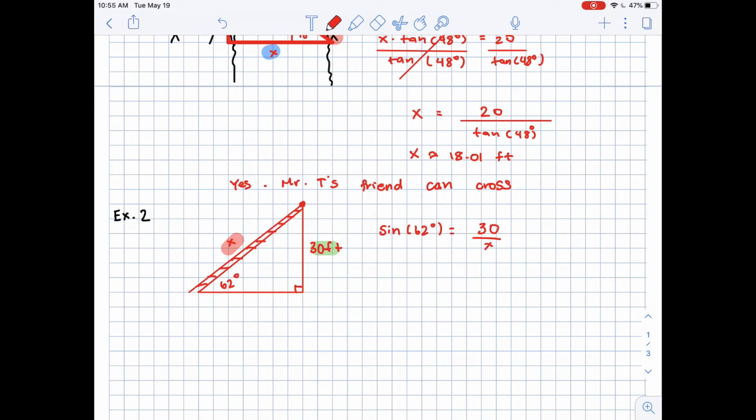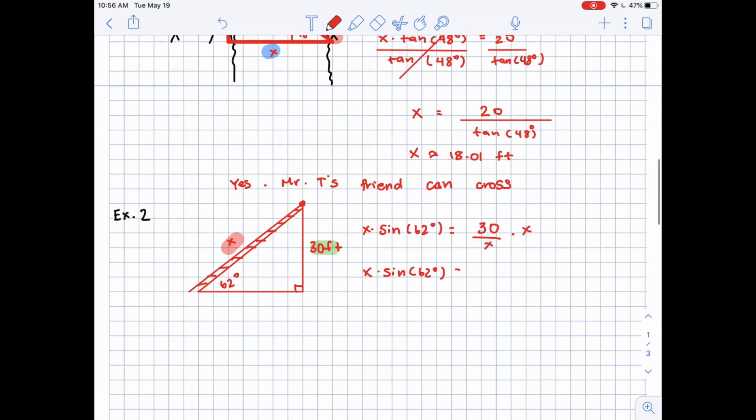We just solved a question like this. Okay. How do I get rid of the denominator x? Multiply it to both sides. How do I get rid of sine of 62 degrees? Divide both sides by that. x equals 30 divided by sine of 62 degrees.